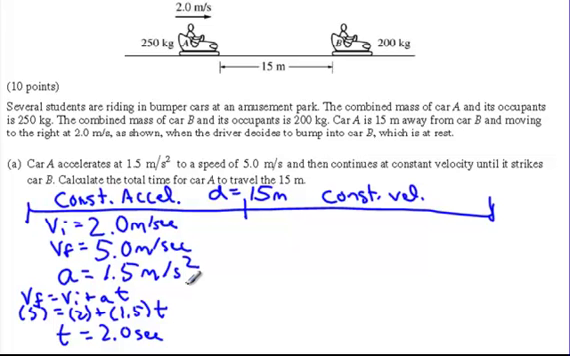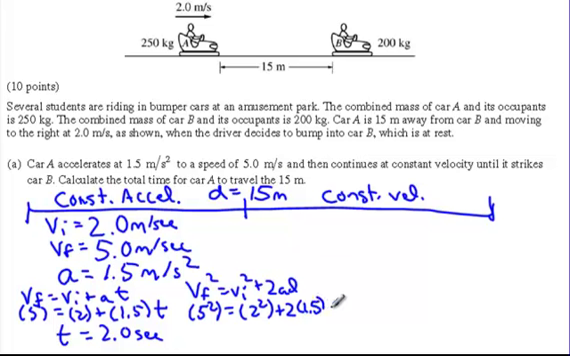I can also find out Vf squared equals Vi squared plus 2Ad, 5 squared, which is 25, equals 2 squared, which is 4, plus 2 times 1.5 times my displacement. And I end up finding that my displacement during this constant acceleration period was 7.0 meters. So I constantly accelerated for 7 meters, which means that my constant velocity was for exactly 8 meters.